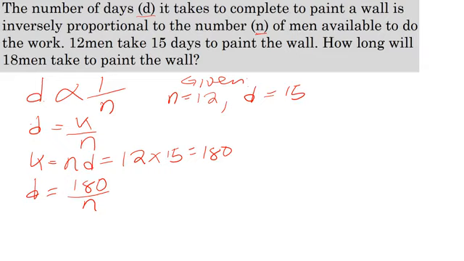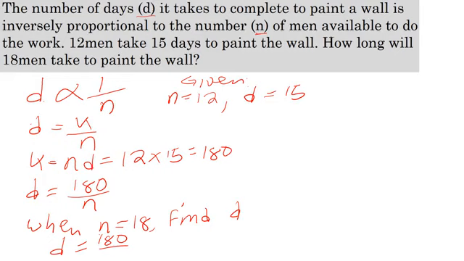Okay, so now they are saying, when n is equal to 18, and now we need to find the number of days, which is d. So it's a matter of just substituting. So d will be equal to 180 divided by 18, which will be equal to 10. If you do 180 divided by 18 on your calculator, it will give you 10.